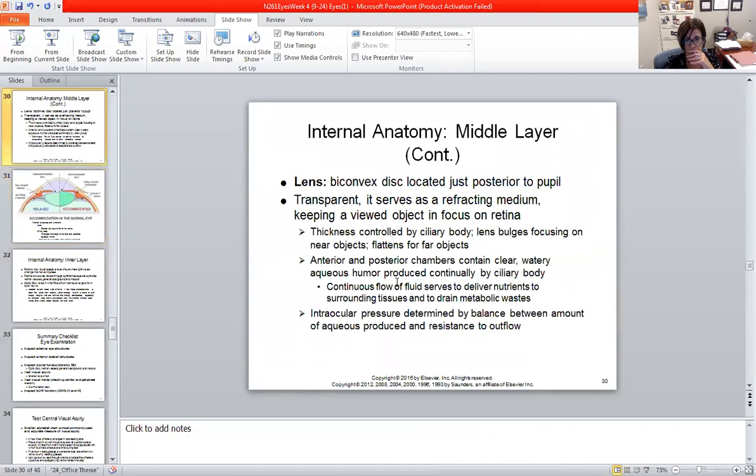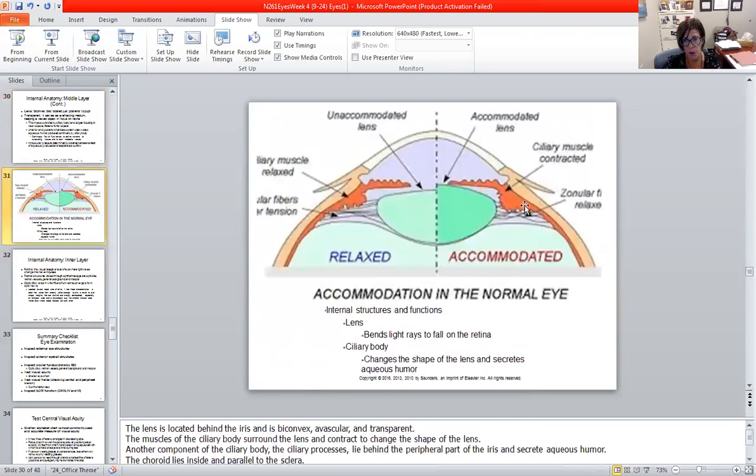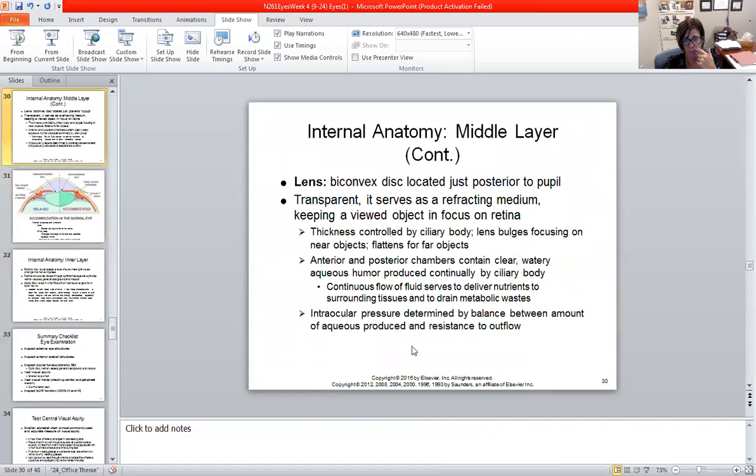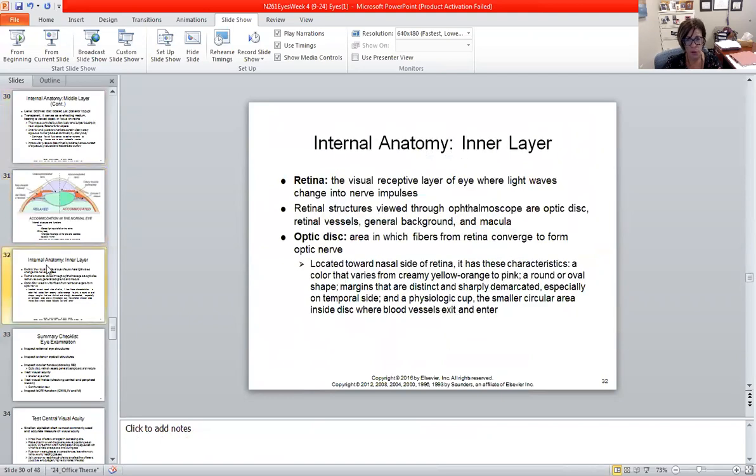Let me just go back here. Also in the eye, we have aqueous humor, which is produced by the ciliary bodies right here. So the ciliary bodies produce aqueous humor, and it comes in and out of your eye. Again, we'll talk about that with different diseases in the elderly.